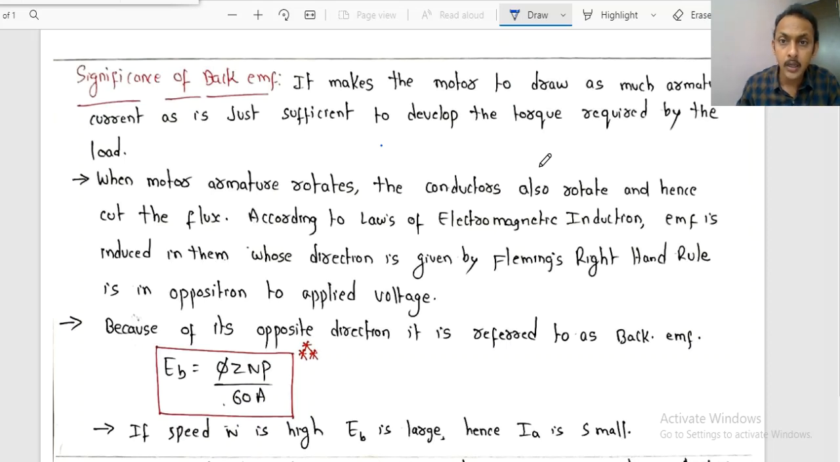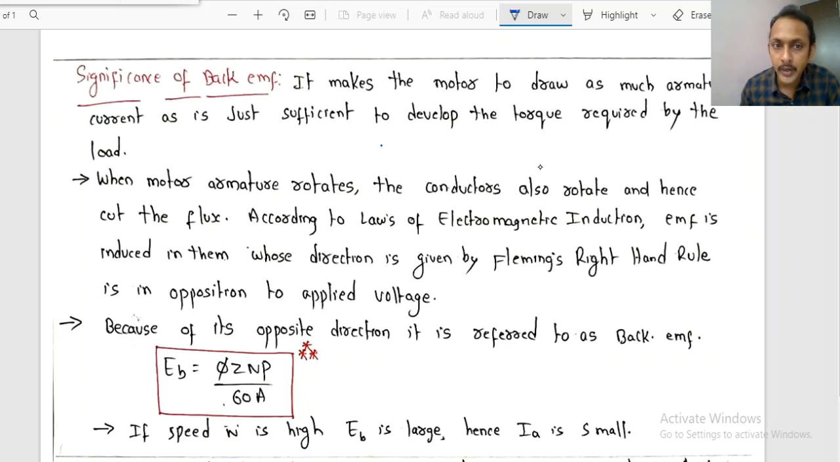Now, the significance of the back EMF is that it makes the motor draw as much current as is just sufficient to develop the torque required by the load. Torque required by the load.